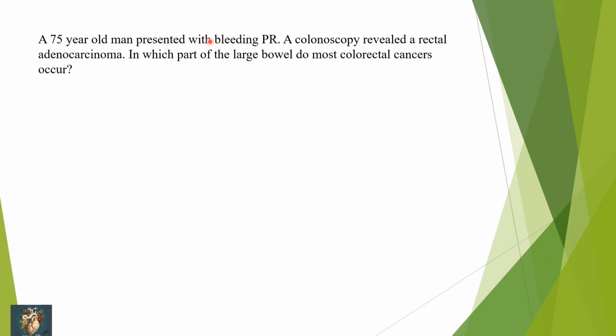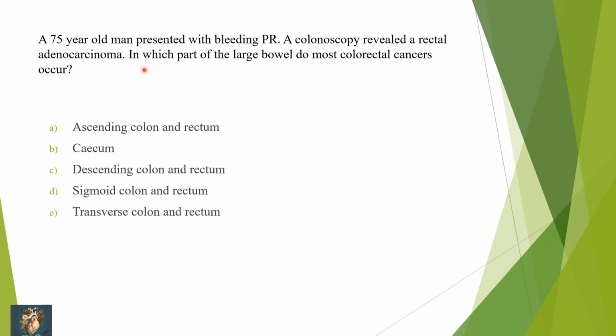A 75-year-old man presented with bleeding per rectum. A colonoscopy revealed a rectal adenocarcinoma. In which part of the large bowel do most colorectal cancers occur? A question usually from pathology. It may be ascending colon and rectum, the cecum, the descending colon and rectum, sigmoid colon and rectum, transverse colon and rectum. So this is the sigmoid colon and rectum, which are the commonest places where the rectal adenocarcinoma is present.